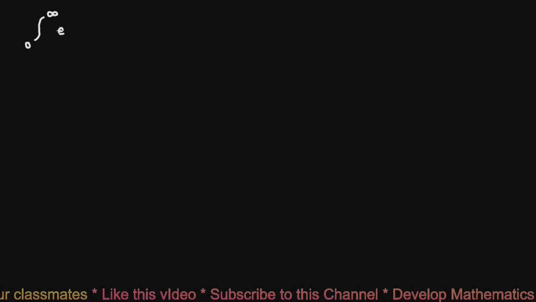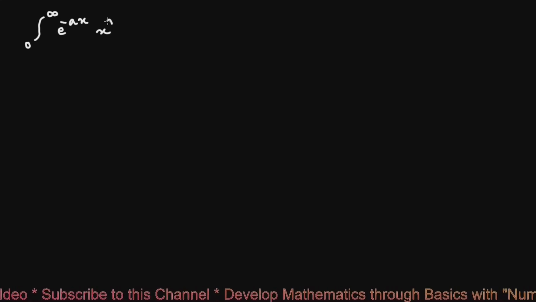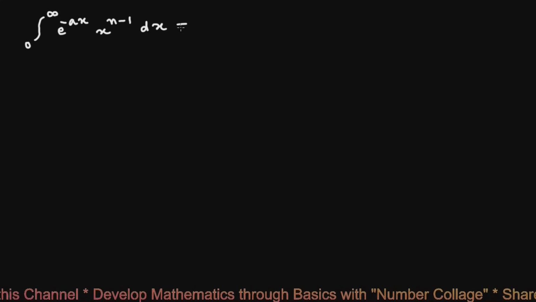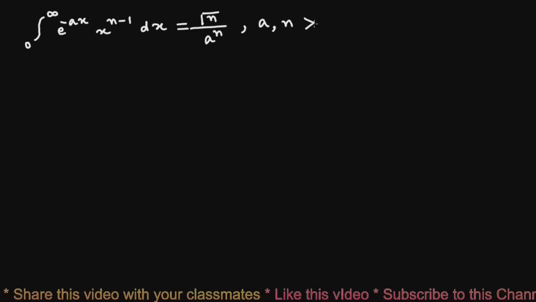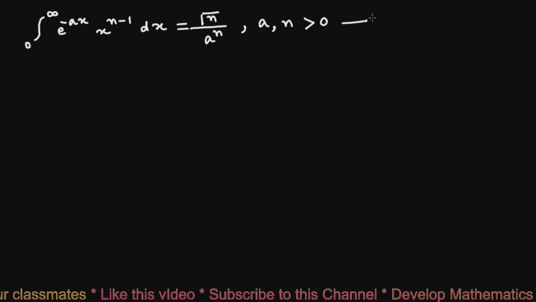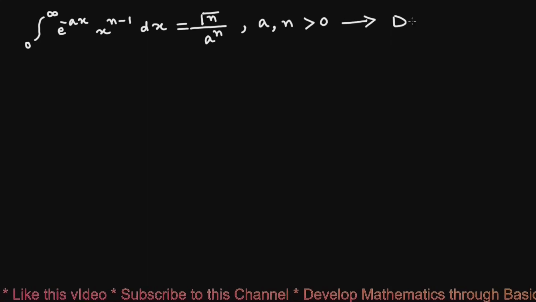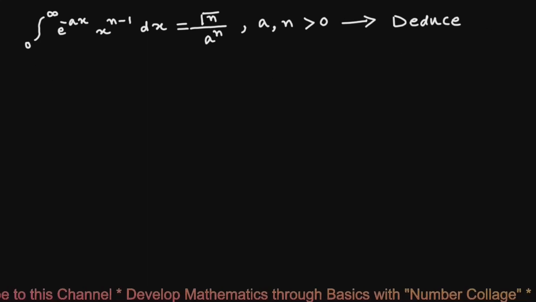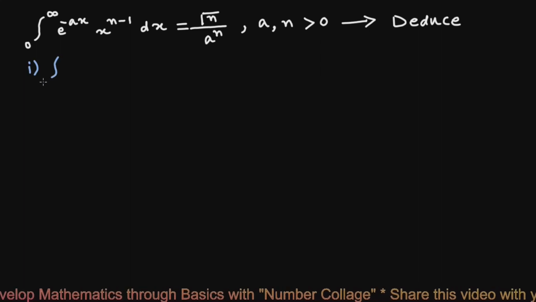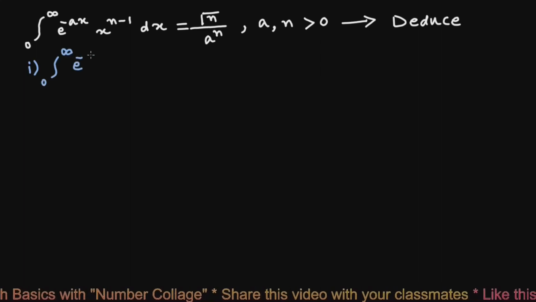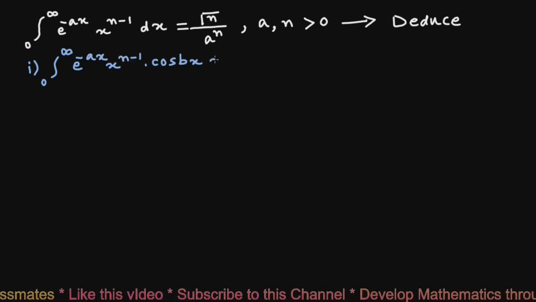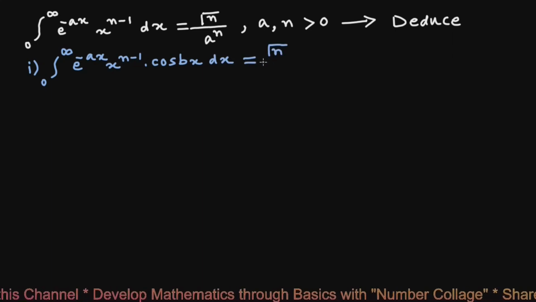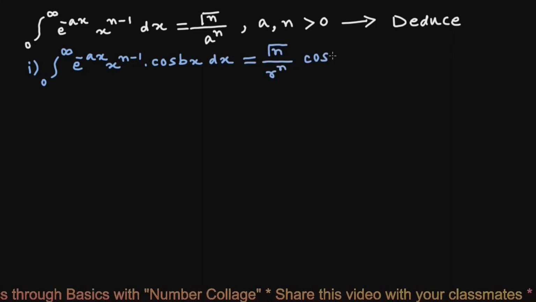We have just proved integration from 0 to infinity of e raised to minus ax x raised to n minus 1 dx equals gamma n upon a raised to n, where a and n are positive numbers. And from this statement we have to deduce two other statements, one of which is integral from 0 to infinity of e raised to minus ax x raised to n minus 1 into cos bx dx equals gamma n upon r raised to n cos n theta.